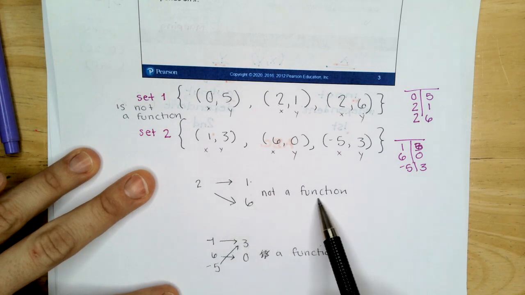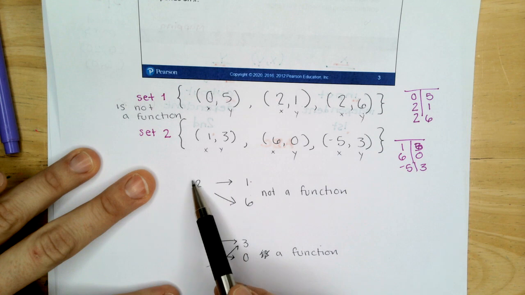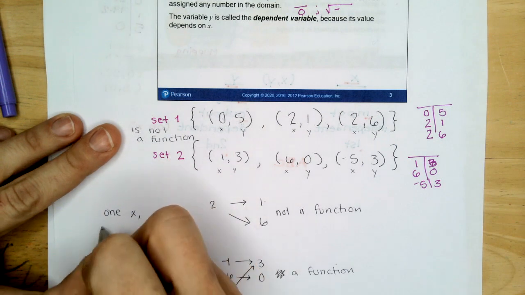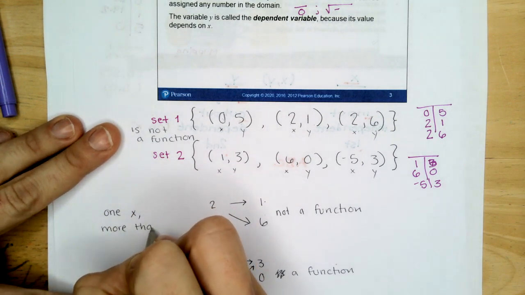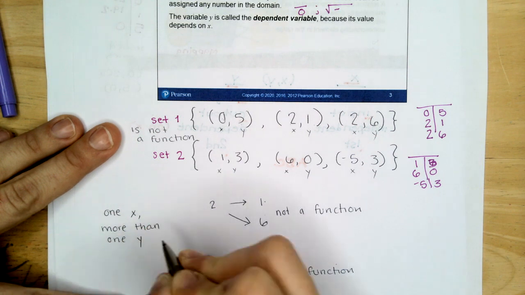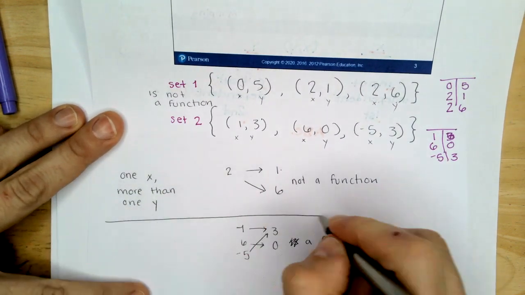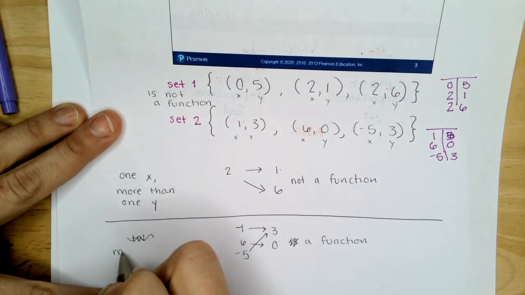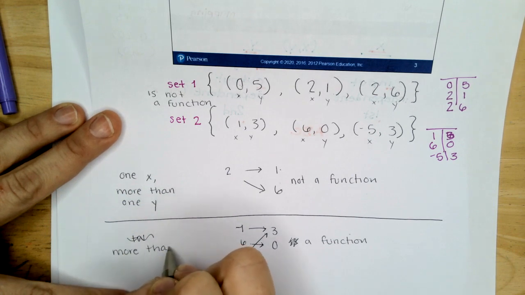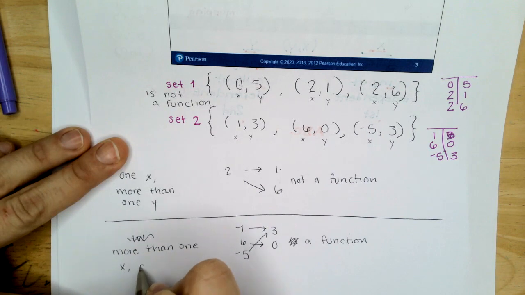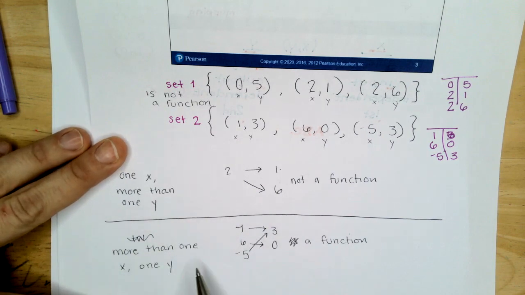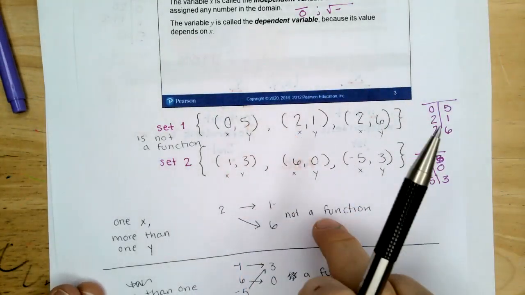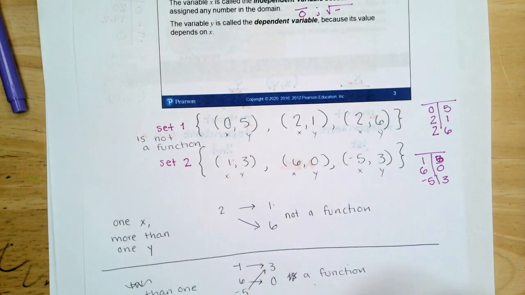The problem that makes it not a function is when 2 maps to both 1 and 6. So this x has more than one y. More than 1 y, not a function. Here, more than 1 x, one y is a function, okay? They are both relations. Relation, not a function, function. Good? All right.